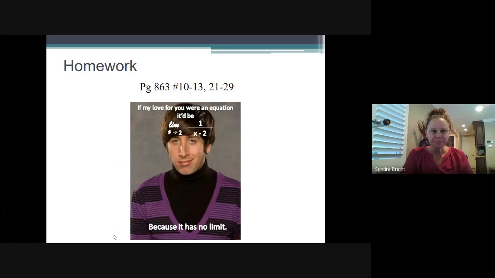All right, so if my love for you were an equation, it'd be the limit as x goes to 2, because it has no limit. Cute. Yeah, the limit does not exist because one goes to positive infinity, one goes to negative infinity.